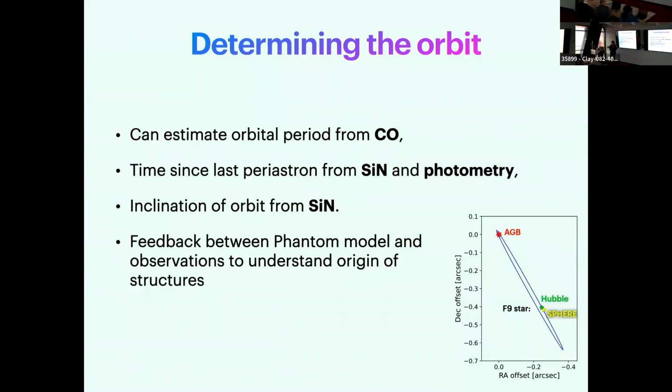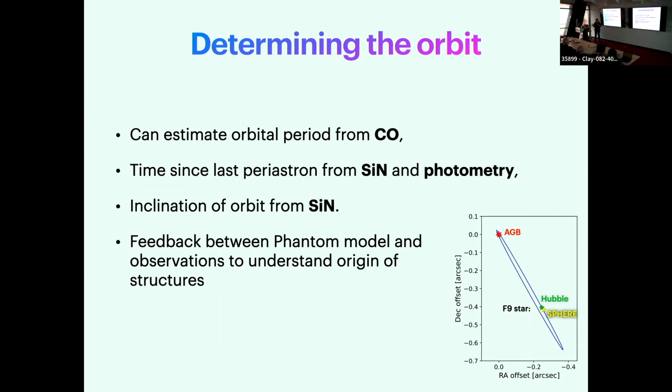From the circles I drew on the CO earlier, which I'll show again in a few slides, we can estimate the orbital period. This is linked to Phantom, which again, I'll show in a moment. We can estimate the time since the last periastron from the SiN and the time it took to expand to where we currently see it. That's about 200 years ago. And because the SiN is so side-on, the inclination of the orbit is pretty much edge-on. I plotted it here with an inclination of 85 degrees so you can see it. Otherwise, it's just a line. But it's pretty much 90 degrees.